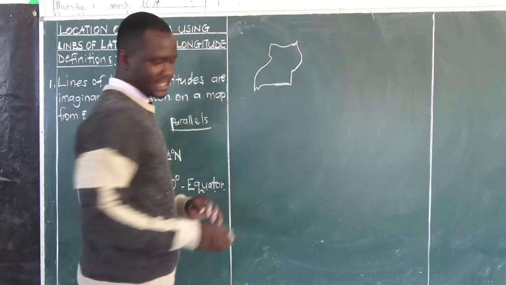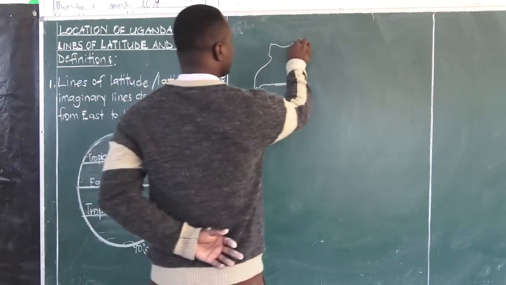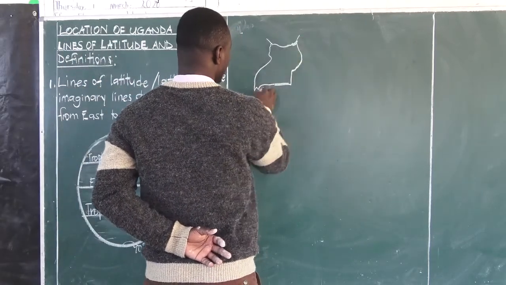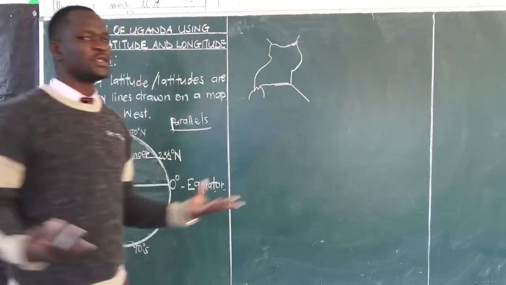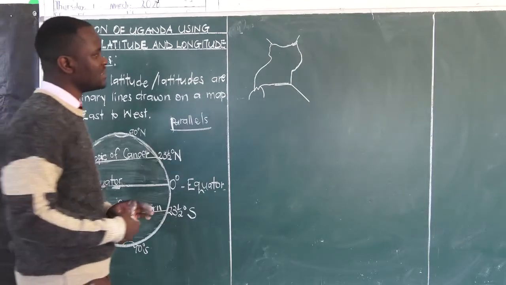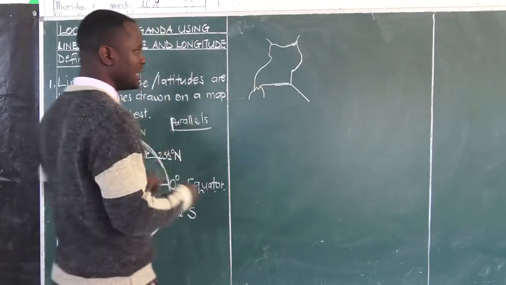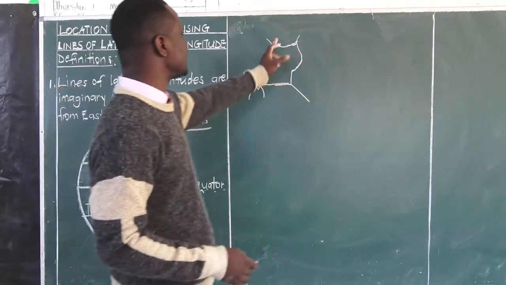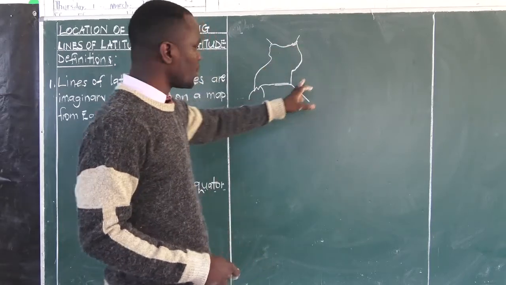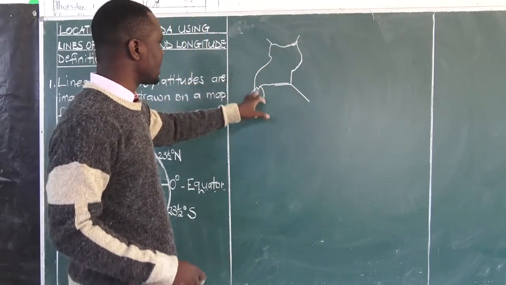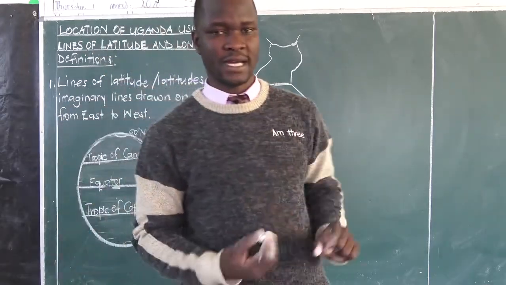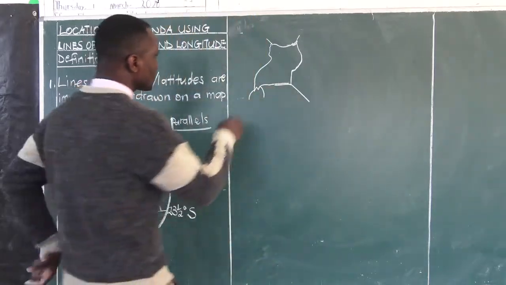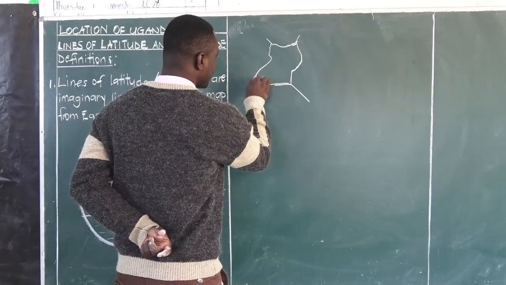we shall find that this country has got its neighbors. Of course, in the previous lesson, we were understanding which countries border Uganda. And we say Uganda borders 5 countries. I believe you still remember them. We had South Sudan, Kenya, Tanzania, Rwanda, and then Democratic Republic of Congo, the 5 countries. Now, today we are looking at the equator passing where?